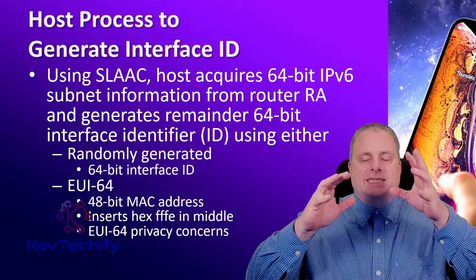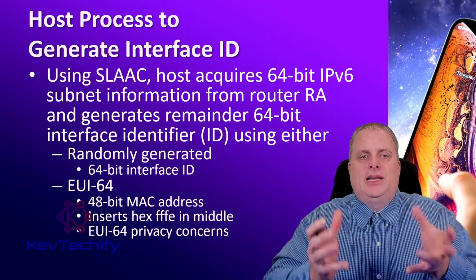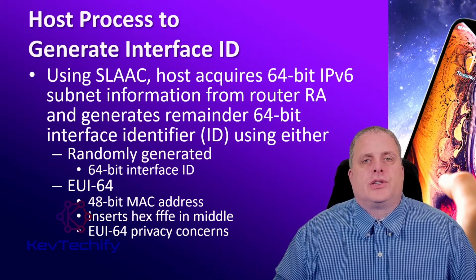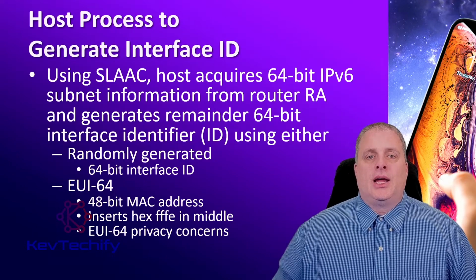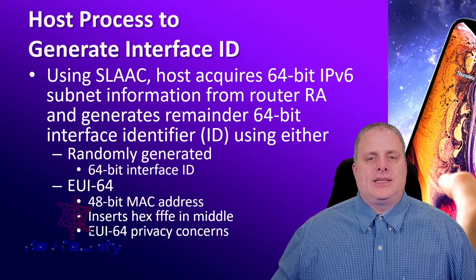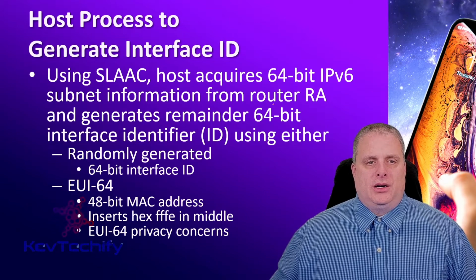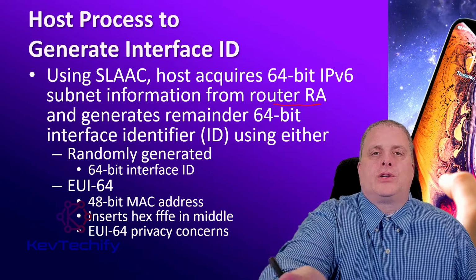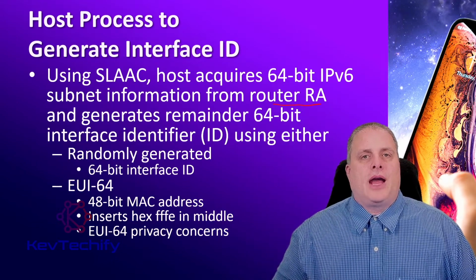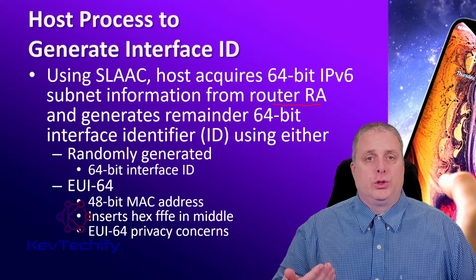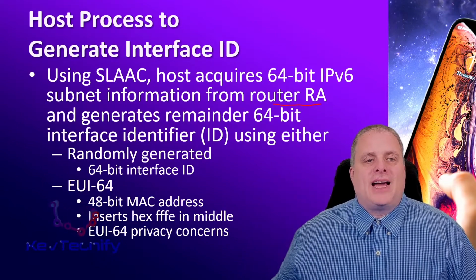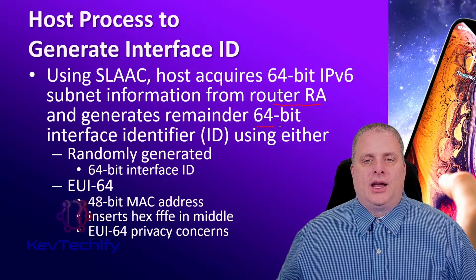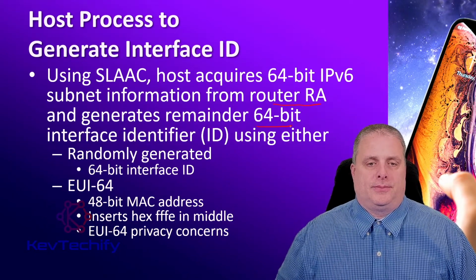How a host generates this 64-bit ID, which we refer to as our IP version 6 global unicast address, is it gets the router advertisement. It sent out that router solicitation. The all routers group hears it, sends back a router advertisement to the all nodes group. It gets that router advertisement in, and then it generates the 64-bit interface ID. And there's two methods to generate that.